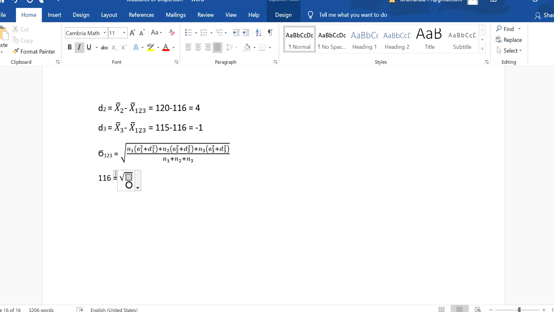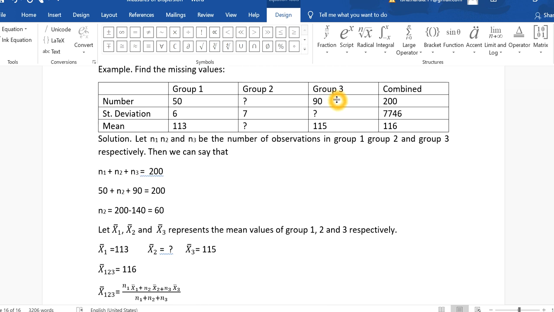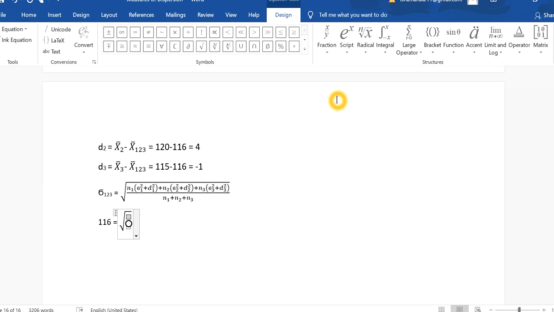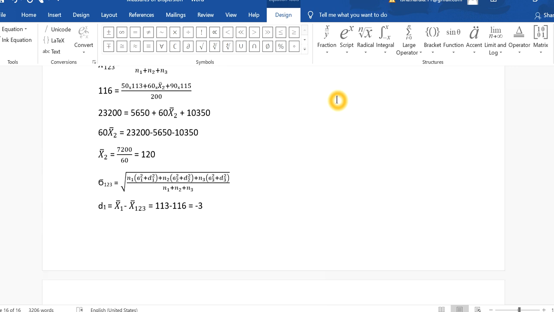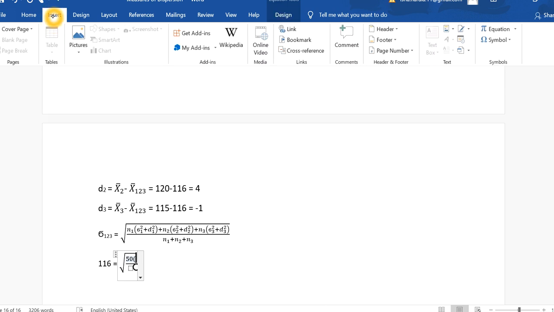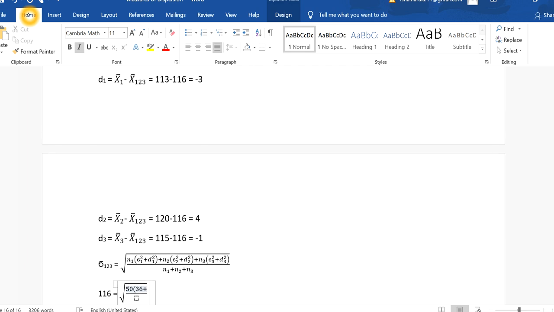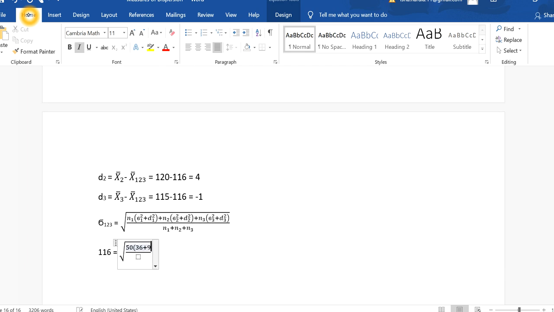So here we will put all the values. n1 we are given, I will pick n1 from here. N1 is 50. So 50 into sigma 1, standard deviation 1 square. So standard deviation 1 we are given is 6. So 6 square, I can directly apply 6 sixes are 36, so that we just remove the hassle. So here 36 plus, then deviation 1 here is minus 3. So minus 3 into minus 3 is plus 9.